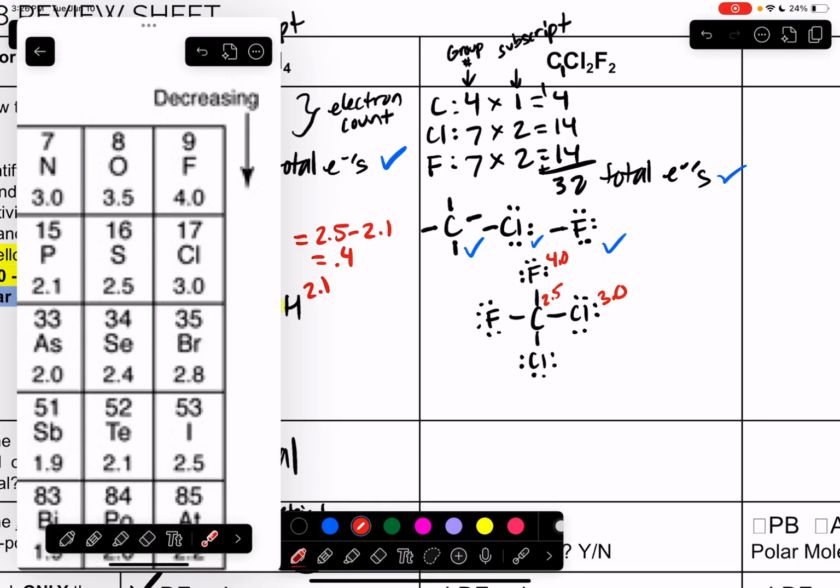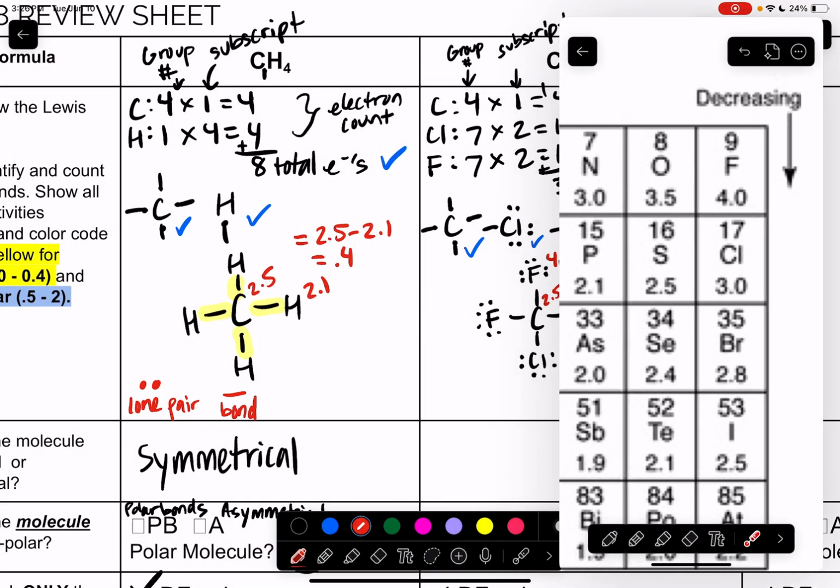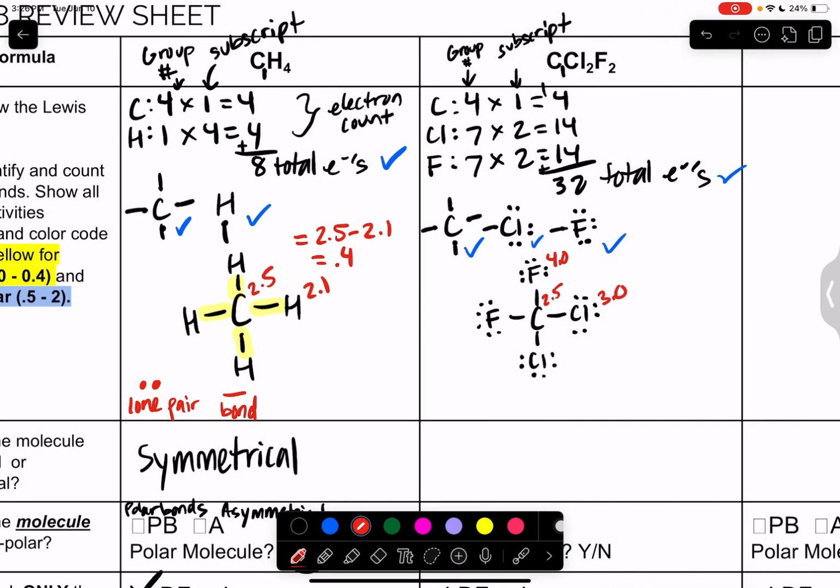And then I have to take the difference for each bond that I have. So I have a carbon-chlorine bond. I actually have 2 of them. Here's one and here's another one. So I'm going to subtract those. So we have 3 minus 2.5 is 0.5. So always bigger number minus smaller number. And then I have a CF bond. So I'm going to subtract those too. So we have 4 minus 2.5. That should be 1.5.